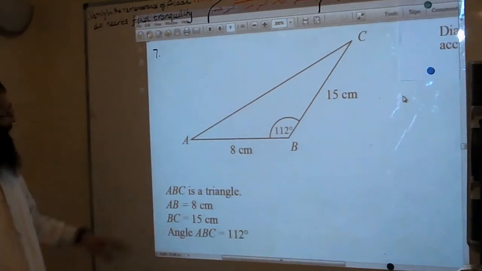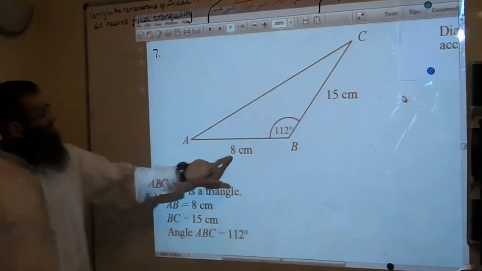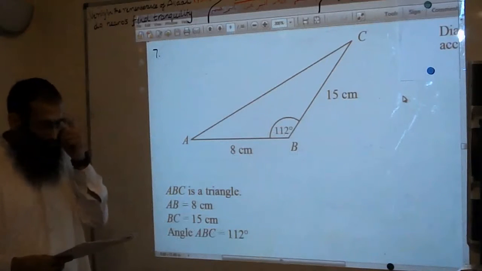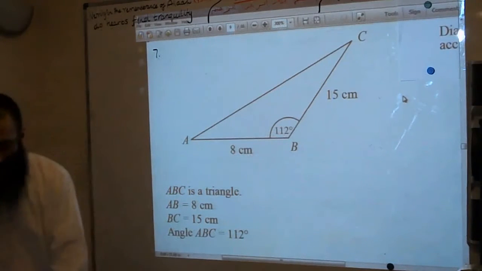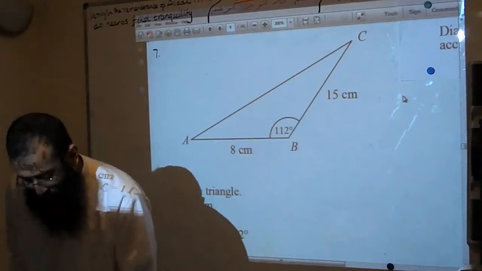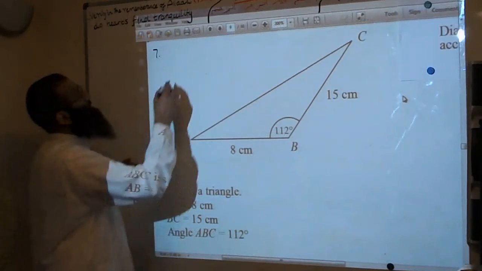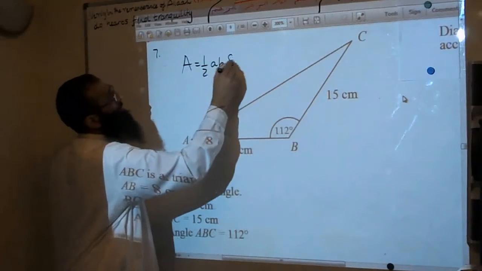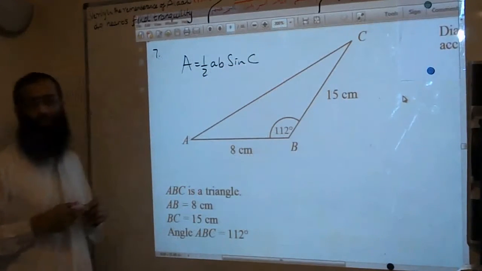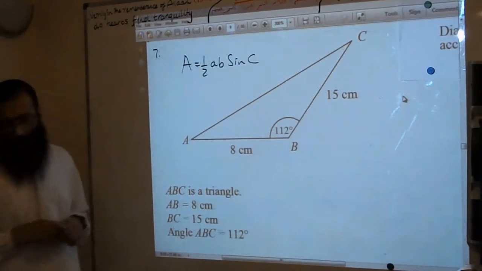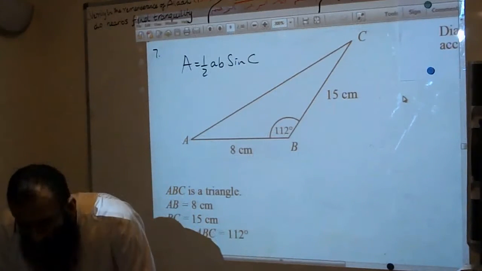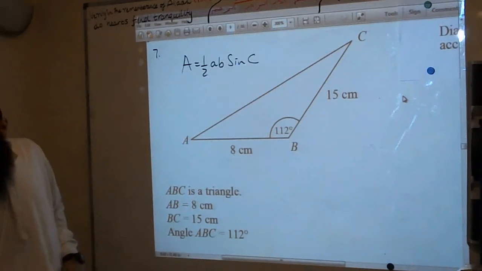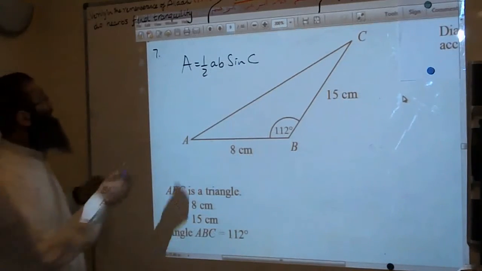So the question says that ABC is a triangle. So we know this length is 8 from here to here, and that length is 15. It says calculate the area of the triangle. Give your answer correct to 3 significant figures. Okay, question number 7. Sine and cosine is it? That's a special variation of one of the formulas. Area equals half ab sin C. That would normally be at the front of the exam paper, but it's not on this paper, so you need to memorize it.